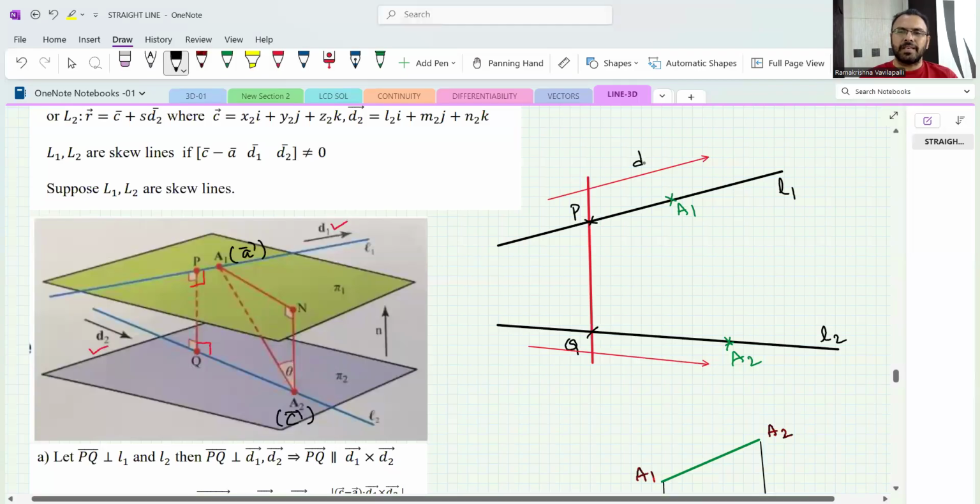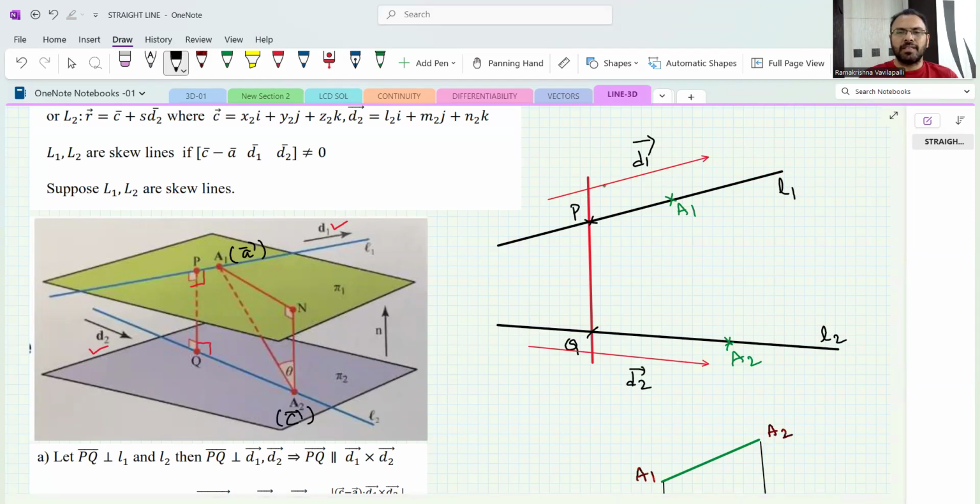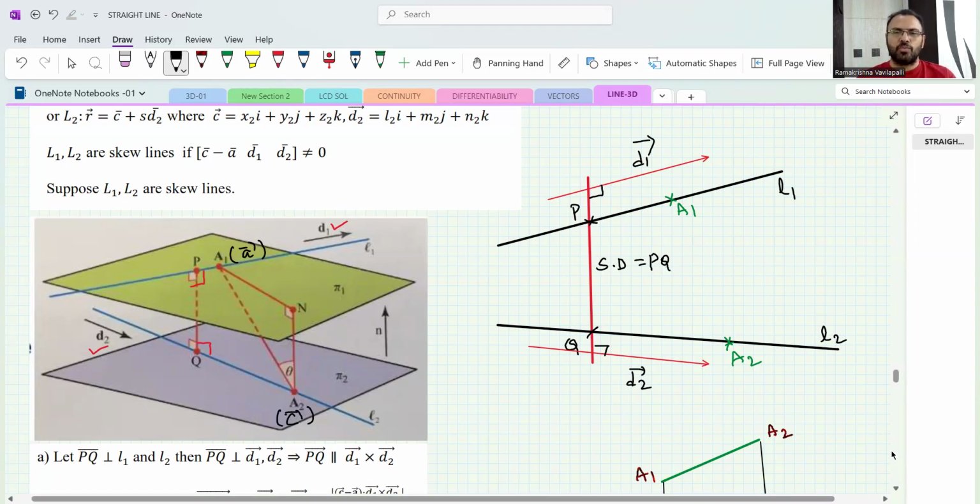So here this is the d1 bar vector parallel to L1. This is the d2 bar vector parallel to L2. Now it is perpendicular to both d1 bar as well as d2 bar. And this is the shortest distance, SD. PQ is the SD. Shortest distance is PQ, and this is known as the SD line. PQ is called the SD line.